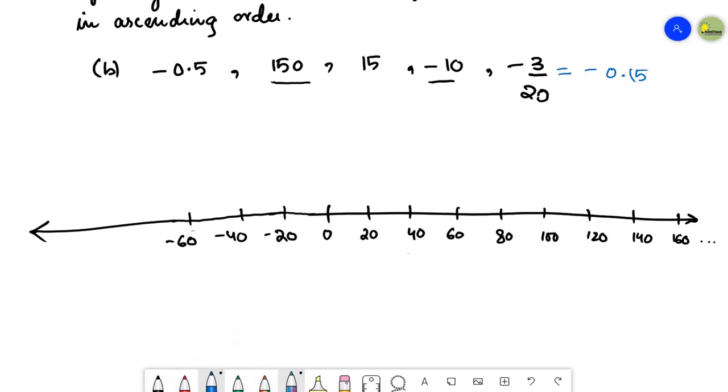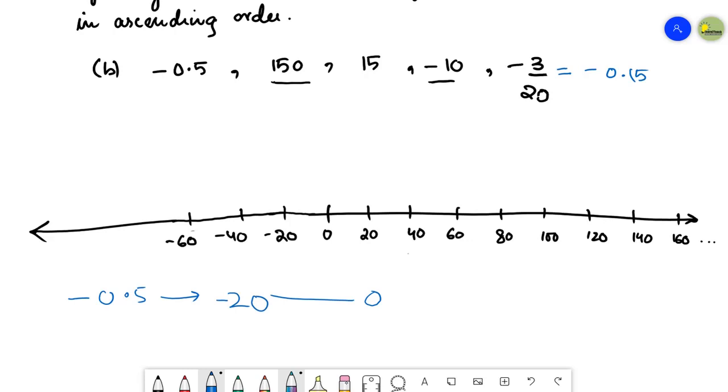Now let's start plotting the numbers that I have. Starting from the first number, that is minus 0.5. It's a negative number, so it must be placed before 0, right? We know that on a number line, all the negative numbers appear before 0 as they are less than 0. So minus 0.5 is a number that can appear between 0 and minus 20.